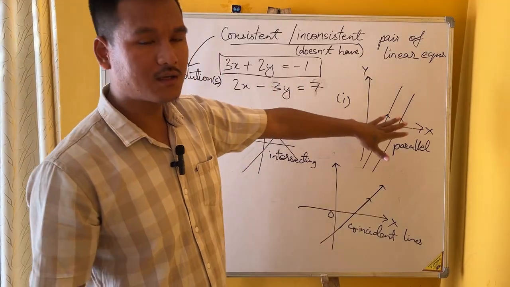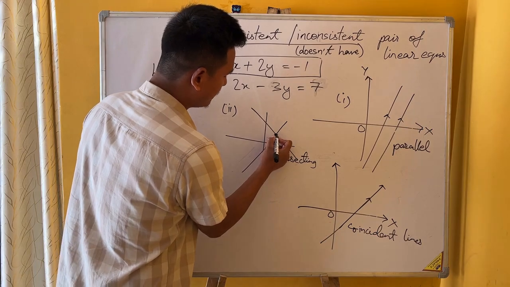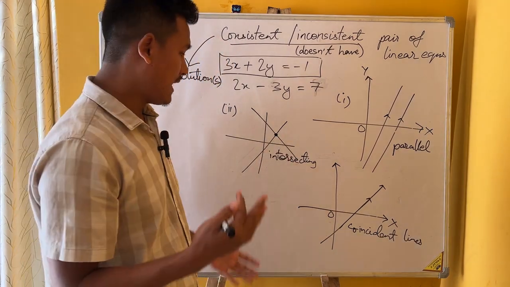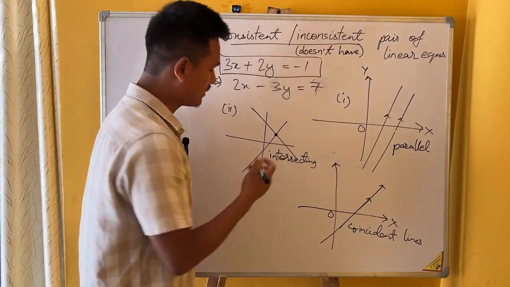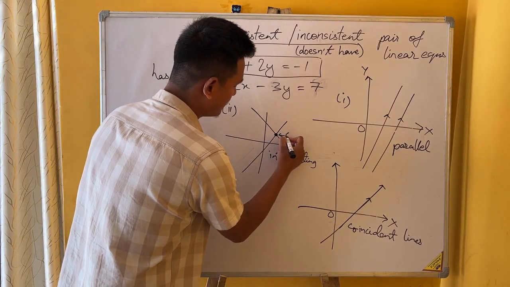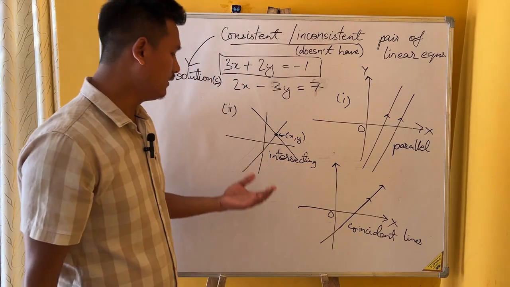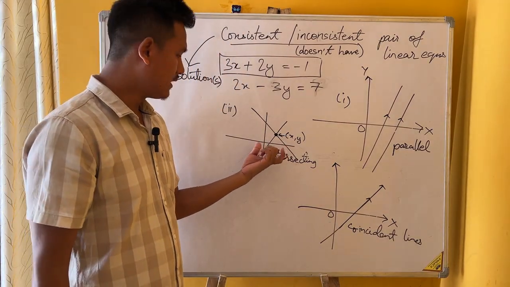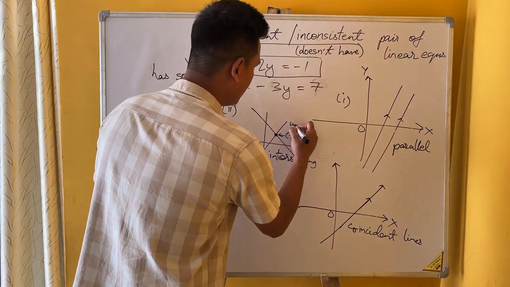But if you look at it in the graph, the lines which are intersecting have a solution, and it has only one solution, and that one solution is the point of intersection. Let's say this is x comma y. So this is the solution of the pair of linear equations intersecting at a point. So it has only one solution, which we say is a unique solution.